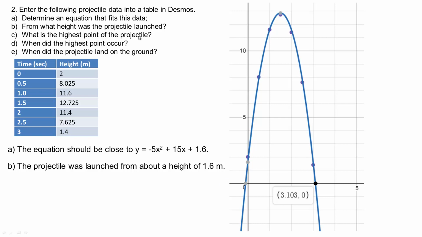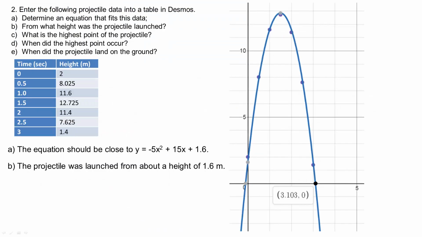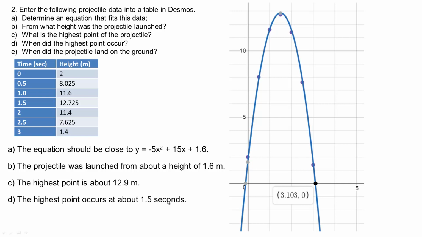What's the highest point of the projectile? The highest point is this maximum point here, kind of like those 3 graphs we were talking about a moment ago. I could actually bring my quadratic equation back here, and you see that point right there, the y-coordinate is 12.85, so it's about 12.9. And 1.5 seconds, this is seconds on this axis, is when it occurs. So that's going to answer C and D. The highest point is about 12.9 meters and happened at about 1.5 seconds. That's the answer to question D here.